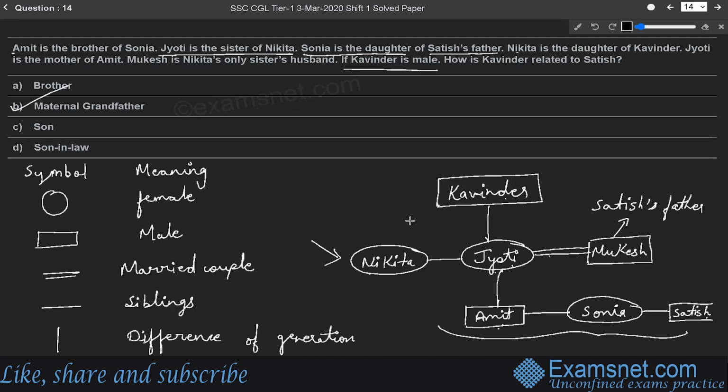I hope you are clear with this question. It is a very simple concept: if Kavinder is the father of Jyoti and Jyoti is the mother of Satish, then the relation between Kavinder and Satish is that he is the maternal grandfather of Satish. So I hope you are clear with this question.